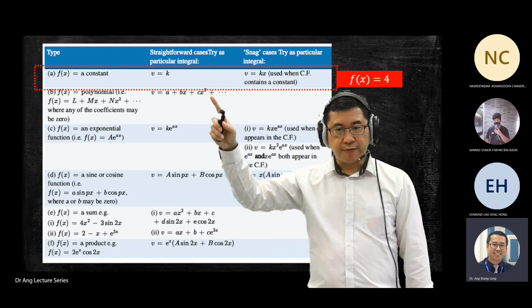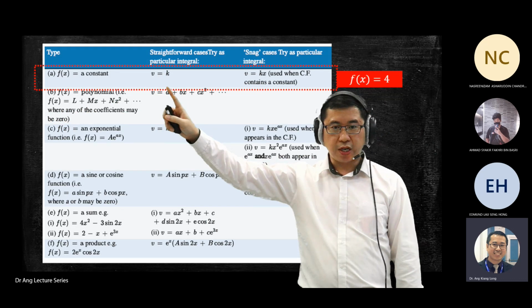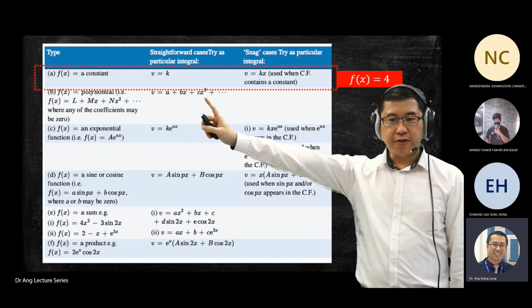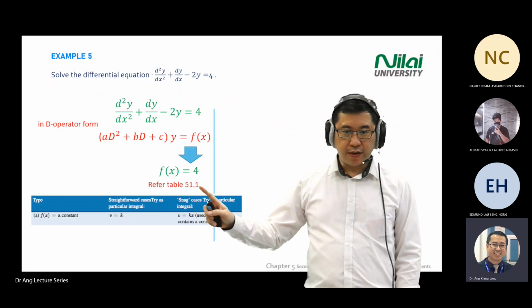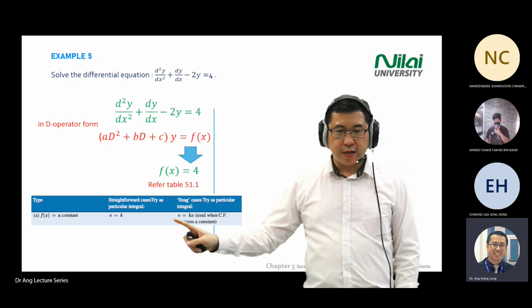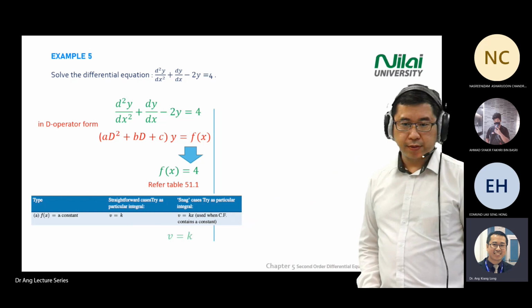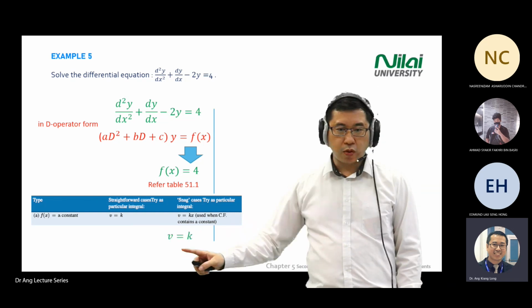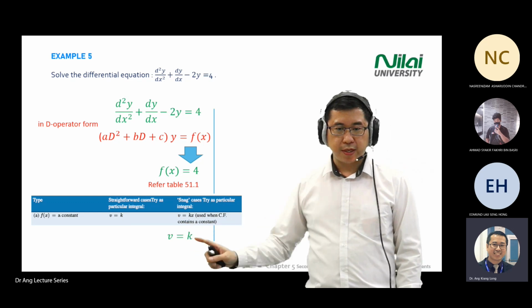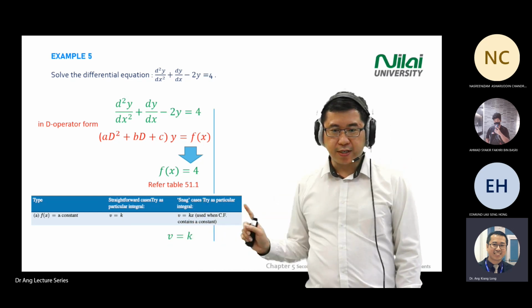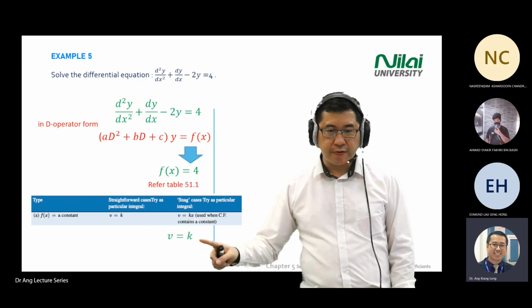This example is the first case where we use V equal to K. Copy V equal to K into your answer. Again, refer to the 15.1 table, it's the first category, and you write V equal to K. Forget about this side first. Later, I will show you one example. This is a very direct case where V equal to K.